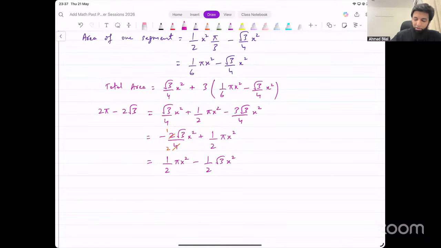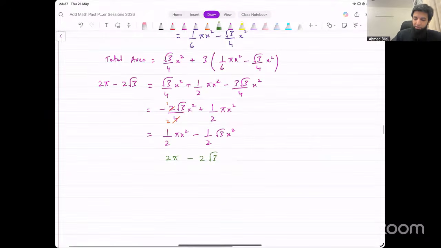Okay. Now what we can do is we can compare both of them. We can say this is the area that we are getting. The area that they gave us was 2 pi minus 2 under root 3. You can compare them. This must equal 2 pi, and this must equal 2 under root 3. Equate any of them, you'll get the value of x.